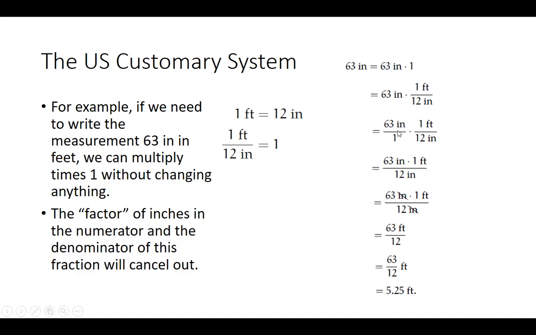So putting this together, 63 inches times 1 foot over 12 inches. Inches cancel away, leaving us with just feet. 63 feet over 12, or 63/12 feet, is 5.25 feet.